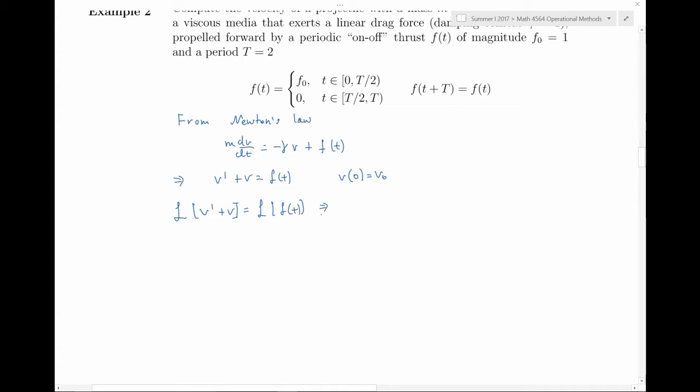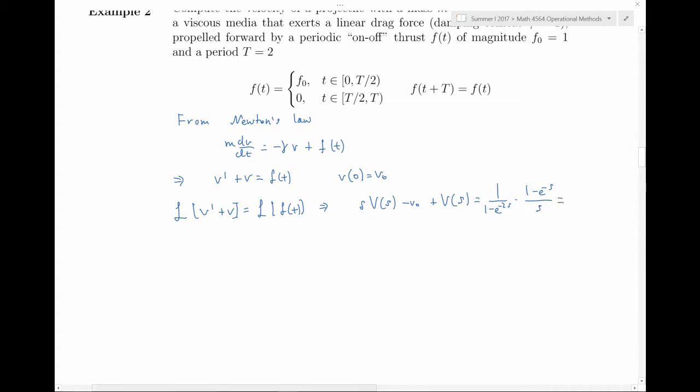The Laplace transform of the differential equation is going to be s times v of s minus v naught plus v of s equals the Laplace transform of f of t. But we already found the Laplace transform of f of t in one of the previous examples. So it's simply 1 over 1 minus e to the minus 2s times 1 minus e to the minus s over s.